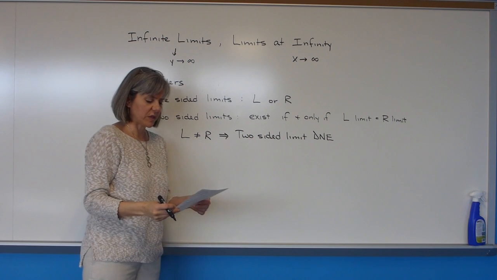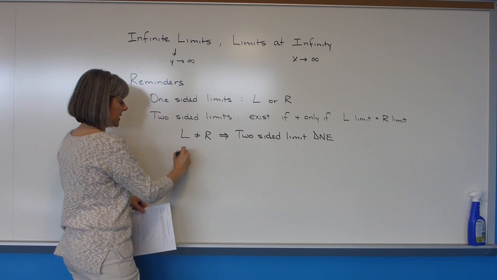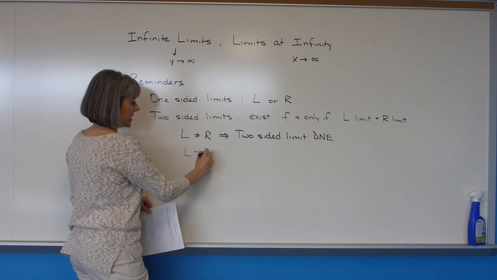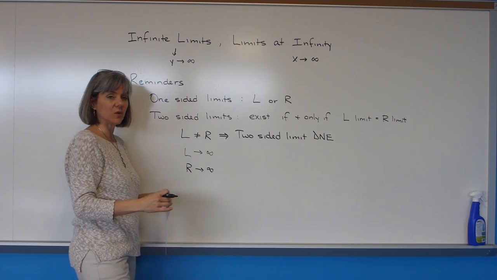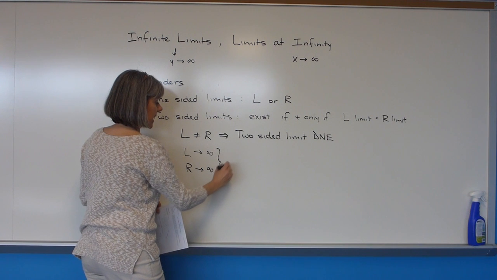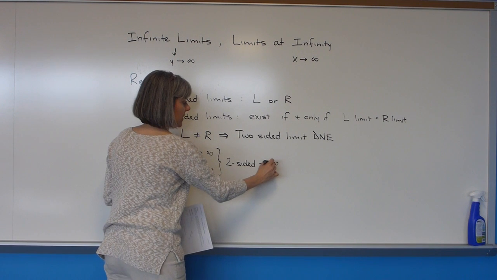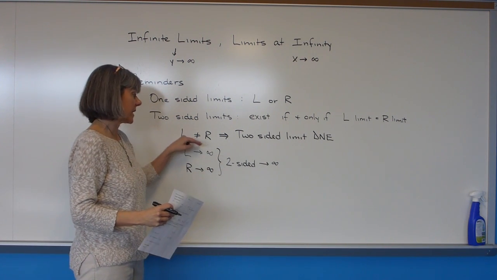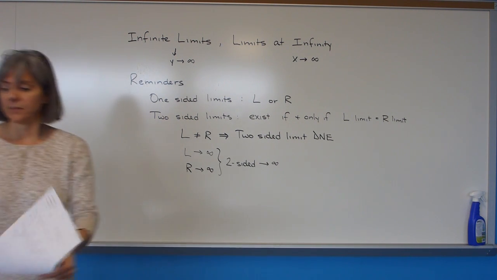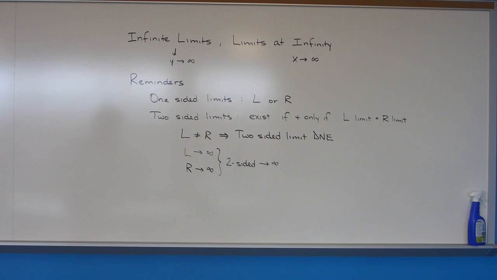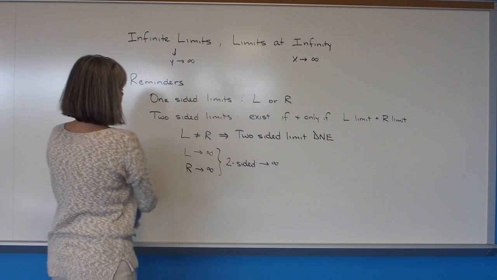Now, I know many of you have been taught that infinity does not exist, and while that's true, if we find that the left-sided limit is going to infinity and the right-sided limit is going to infinity, we are not going to say that the two-sided limit does not exist. We're going to say that the two-sided limit also goes to infinity. So we're going to reserve "does not exist" for when the left limit does not equal the right-sided limit. Okay. So let's get started then on infinite limits.